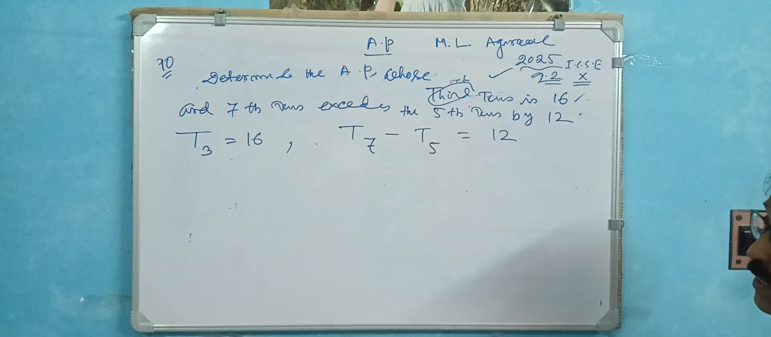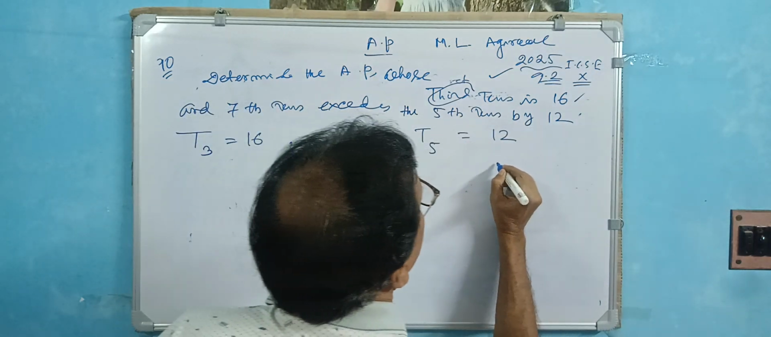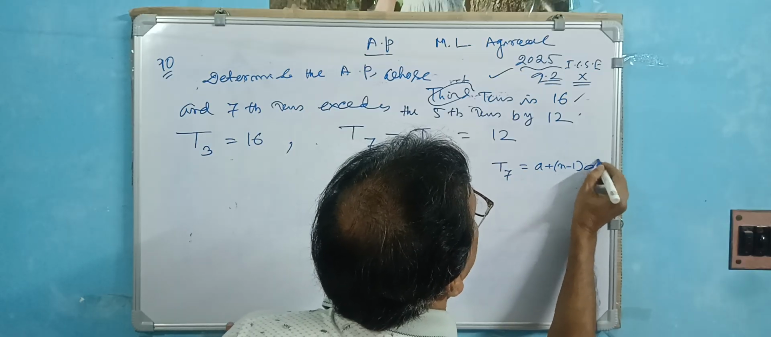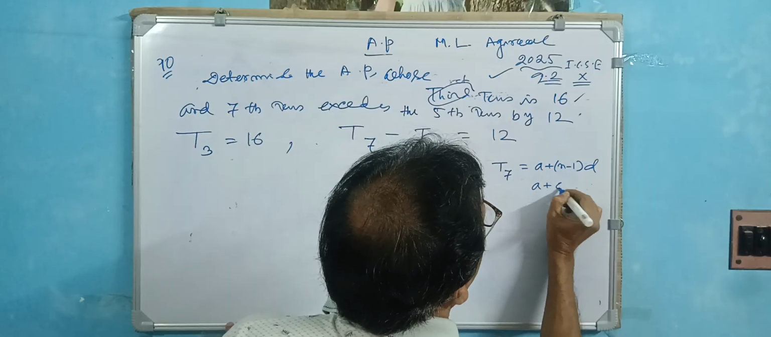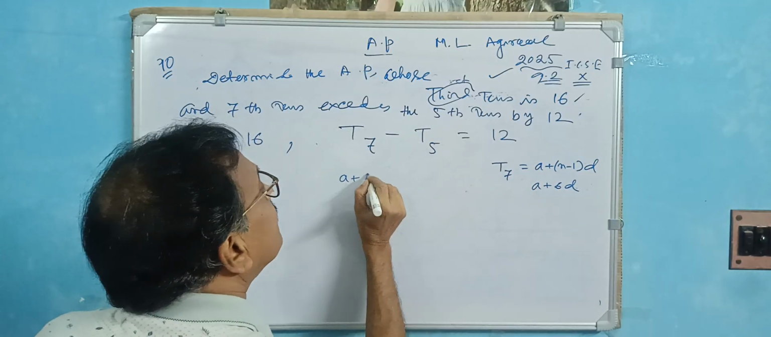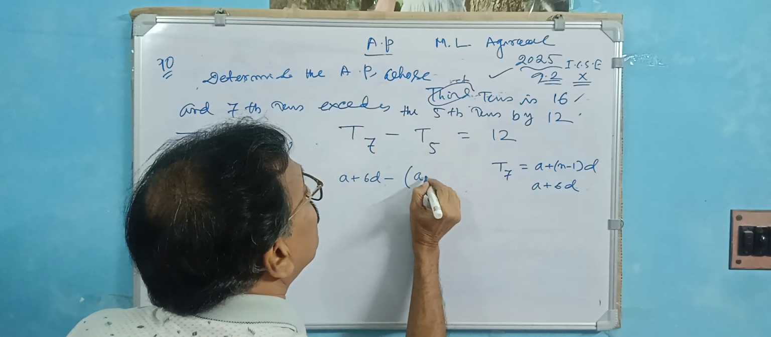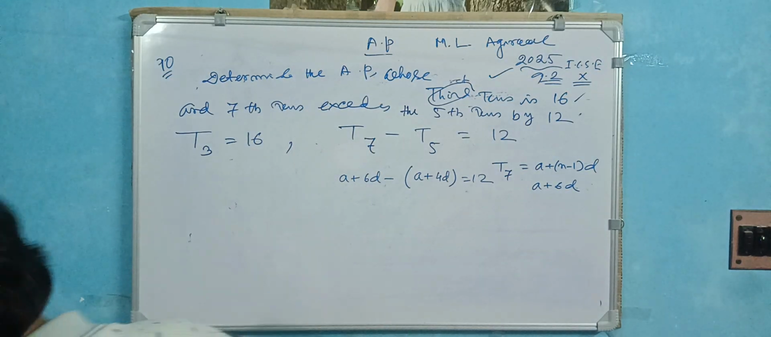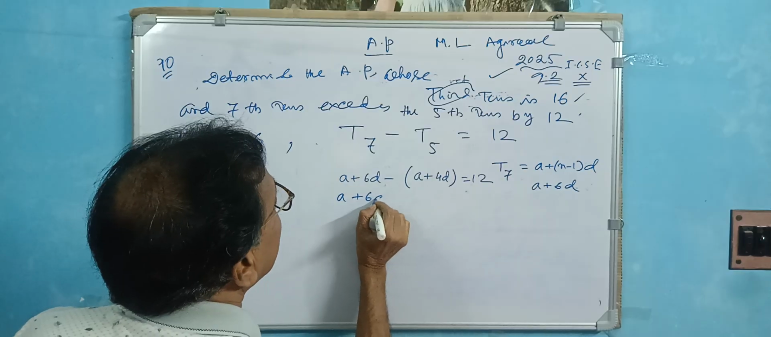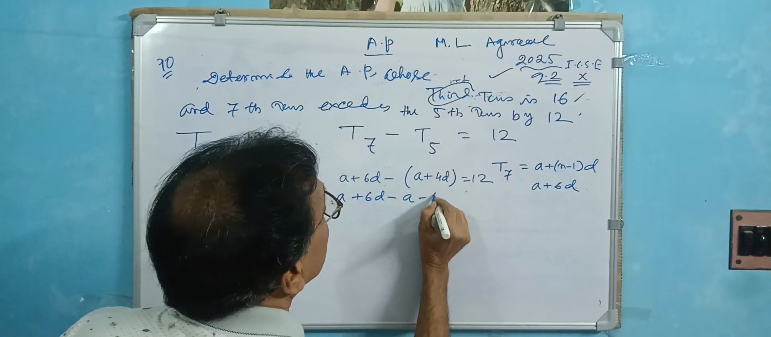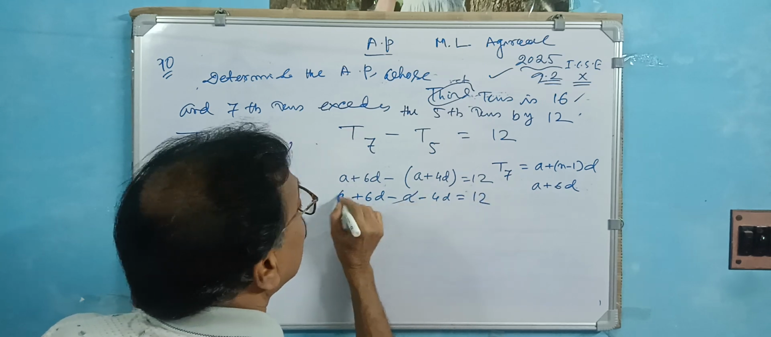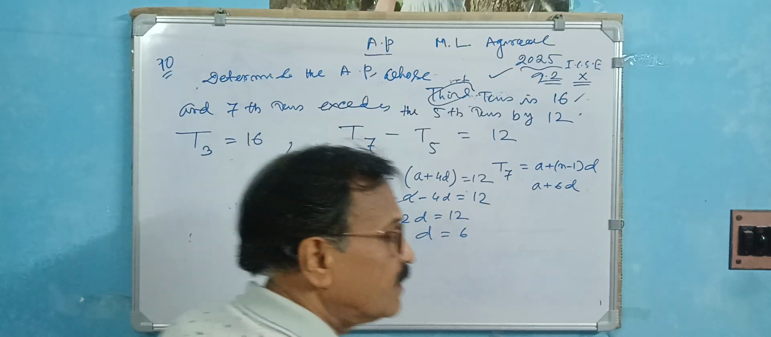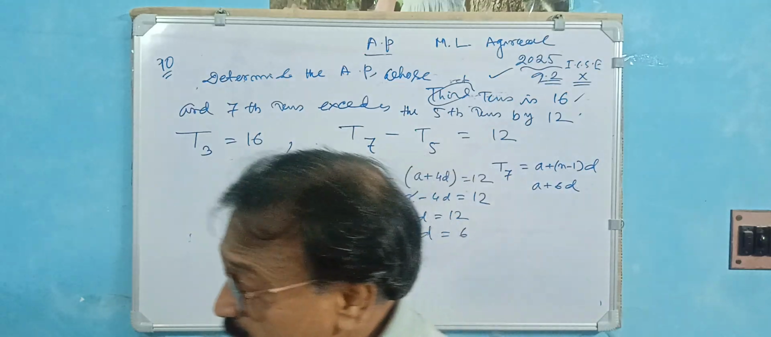Is that clear to you? Now what's the value of T7? T7 is a plus (n minus 1) into d. So n is 7, 7 minus 1, 6d. So you write a plus 6d minus (a plus 4d), that is 12. So a plus 6d minus a minus 4d is 12. A is out. This is 6 minus 4, 2d. 2d is 12. D is 6. D is coming. No problem.